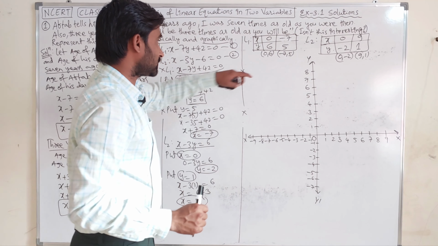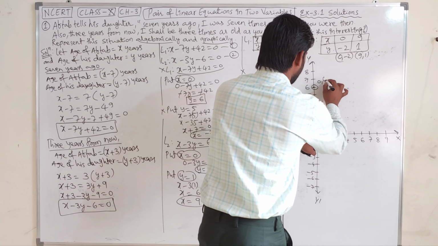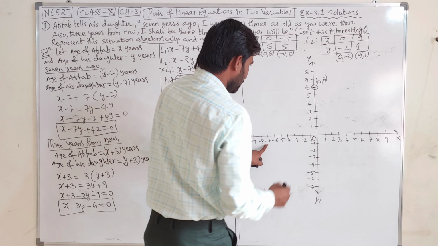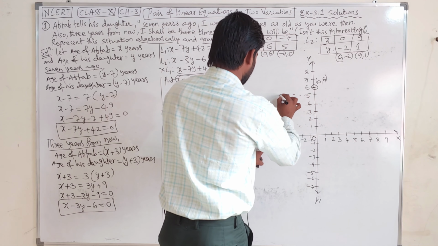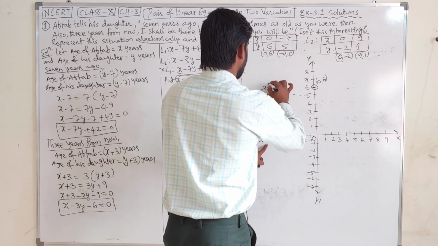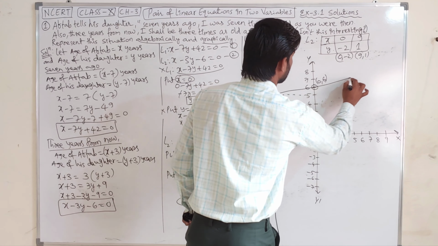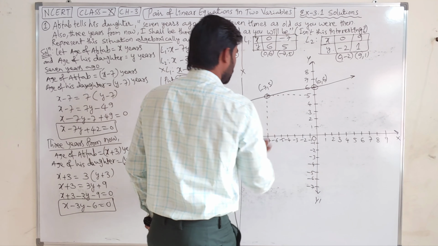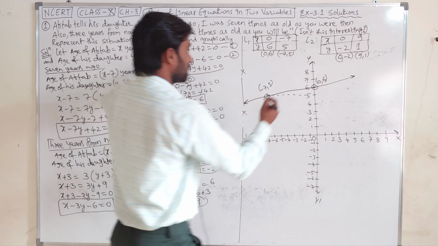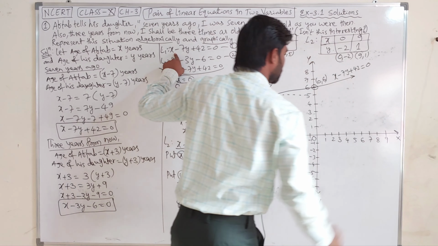Now let us plot the points. When x is 0, y is 6. This point, 0, 6. Next, when x is minus 7, y is 5. This point, x is minus 7 and y is 5. So joining these 2 points, we will get one line like this. This line represents the first equation, that is x minus 7y plus 42 will be equal to 0.